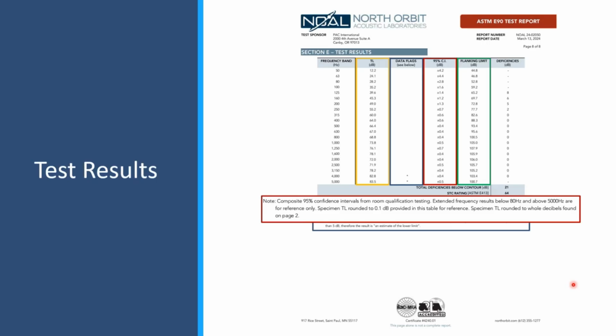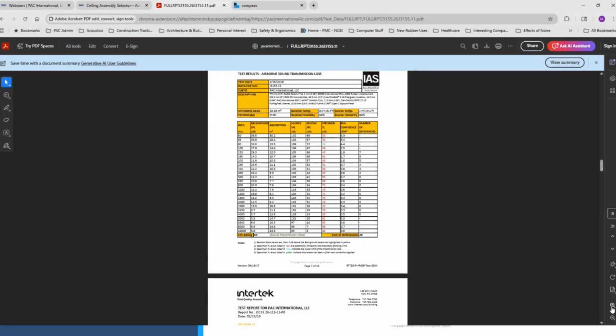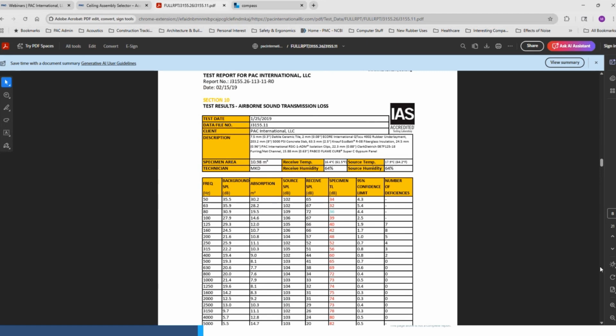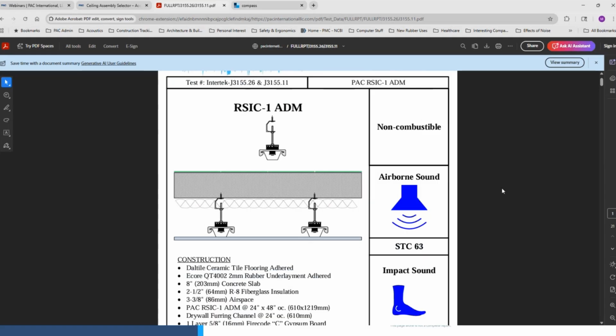So let me pull up another ADM assembly here, let me pull up a test report so that I can show one that has, yeah, here we go. Okay, so let me zoom in on this. I'll scroll to the top so you can see the assembly while I talk. So, okay, flanking limits, how do I explain this?